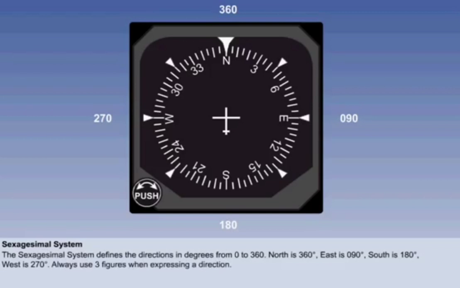When referring to direction using the sexagesimal system, we always use 3 figures for each direction, to avoid ambiguity. For example, 20 degrees is referred to as 020. This avoids possible confusion with 2 or 200. Similarly, 99 degrees should be 099 degrees. The term reciprocal is used to refer to an opposite direction. For example, the reciprocal of 120 is 300.